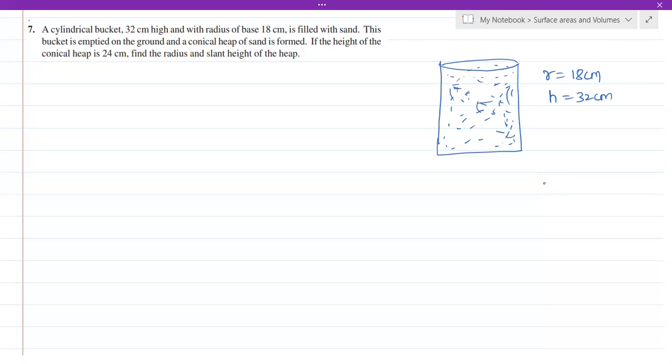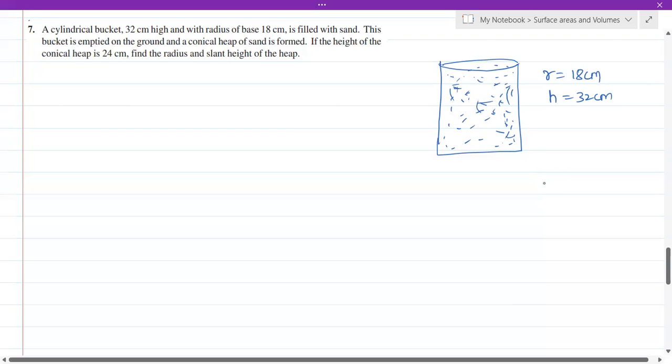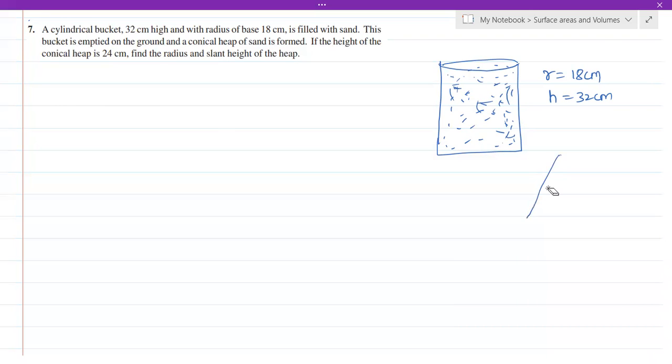This bucket is emptied on the ground and a conical heap of sand is formed. So you are emptying this bucket on the ground. Okay, so definitely it will be kind of a conical shape. So we get a conical shape here, something like this.